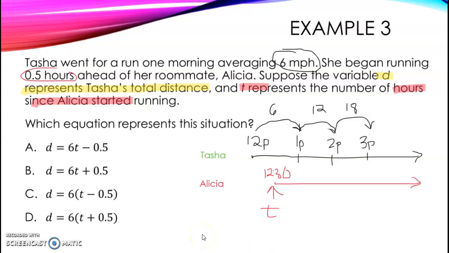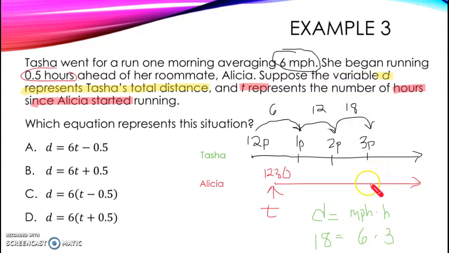So let's see if we can write an equation that deals with Tasha. Let's say she ends after running 18 miles. That's the total distance she's run, 18 miles. We get that she runs 18 miles by taking her miles per hour times the number of hours that she has run. She ran 6 miles per hour for 3 hours.